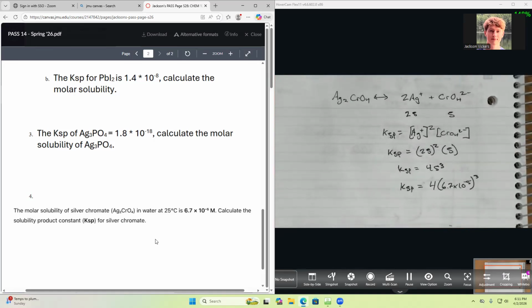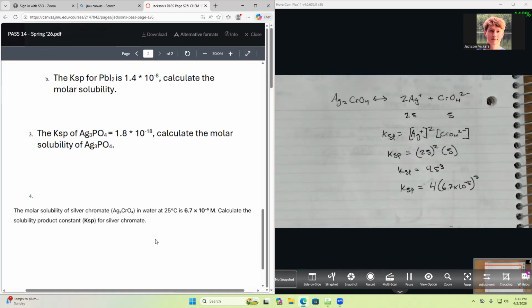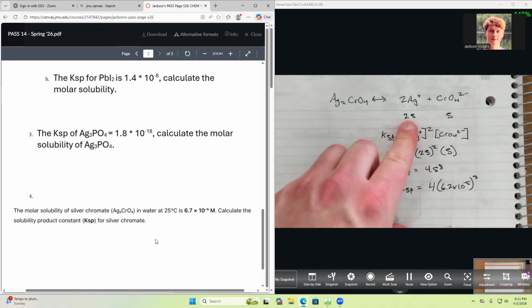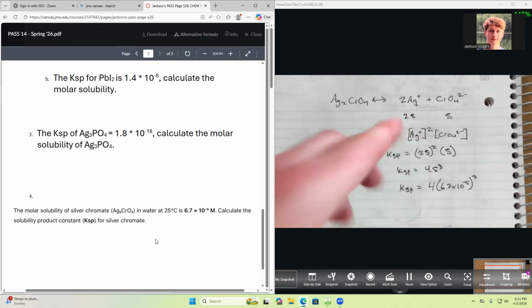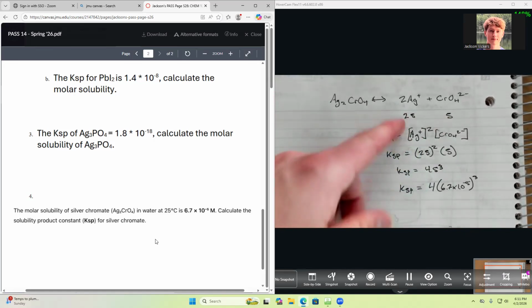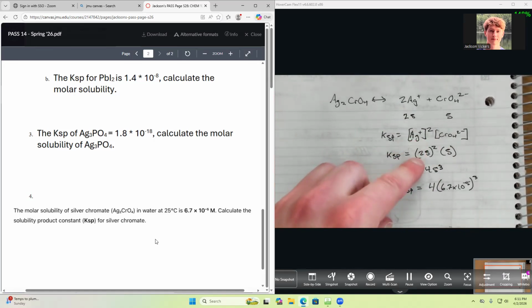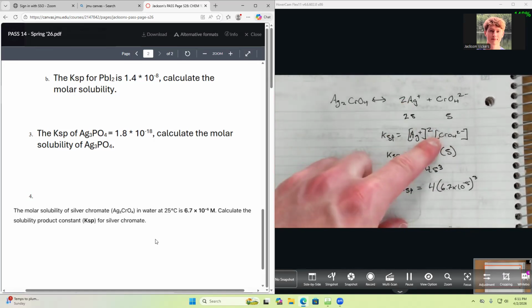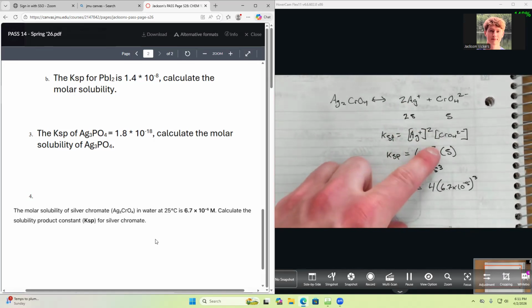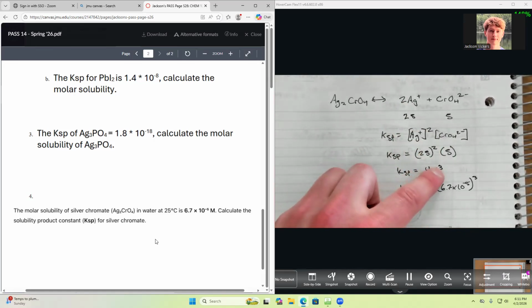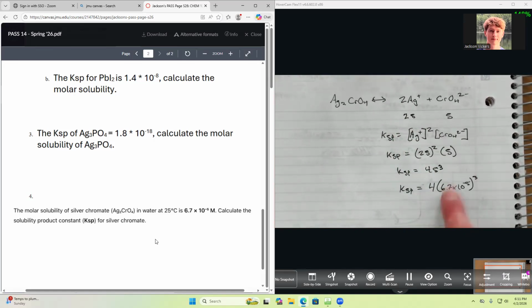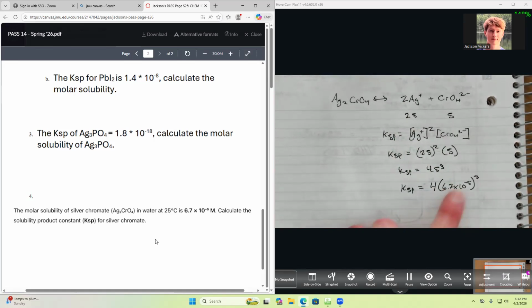Here's the process for this one. Really the same method as those last two, but instead of having Ksp and solving for S, we set it up the same way, but now we're given S, so we plug that in and solve for Ksp. Again, 2S and S are going to be the ice table equilibrium concentrations that we plug into this Ksp equation. We know we still need that 2 to be an exponent as well. So it'll be 2S squared times S, so 4S cubed. And then all we do is put in the molar solubility where S goes.